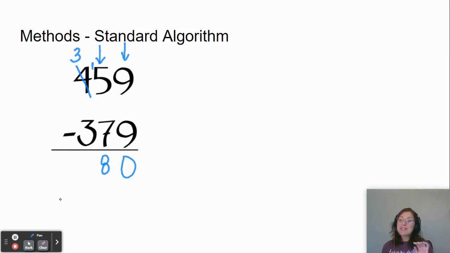Again, that's called the standard algorithm because it was the standard method to be taught in previous times. But I hope with this video, we've shown that there are other methods that you can use with students to help them understand subtraction.